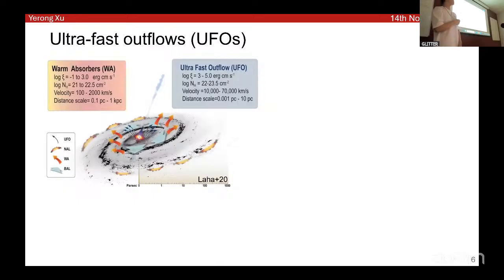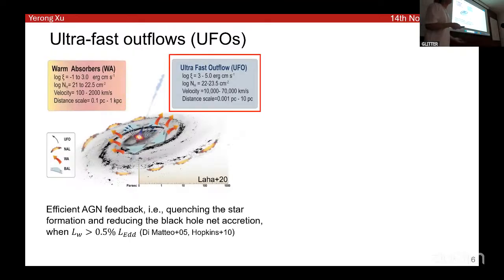Here is a schematic plot showing the outflows that could be detected in the X-ray band of AGN systems, including warm absorbers and ultra-fast outflows. We call them UFOs. According to theoretical simulations, outflows in AGN with a kinetic energy larger than 0.5% of the Eddington luminosity could effectively drive AGN feedback by quenching the star formation rate and reducing black hole growth.